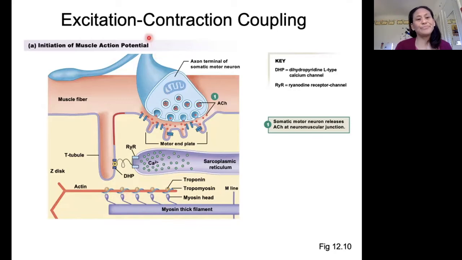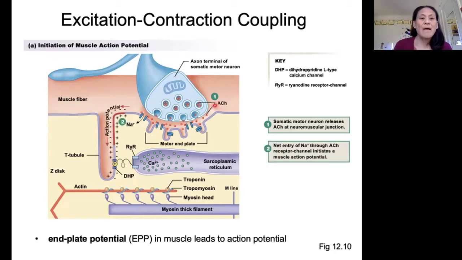But let's take a look at the series of events that happen to trigger that muscle contraction, okay? So first off, again, remember, we start with an action potential coming down the motor neuron. That's going to trigger release of neurotransmitter the same way you would in any other neuron, okay? The neurotransmitter here, if you remember from our efferent division lectures, is going to be acetylcholine, okay?